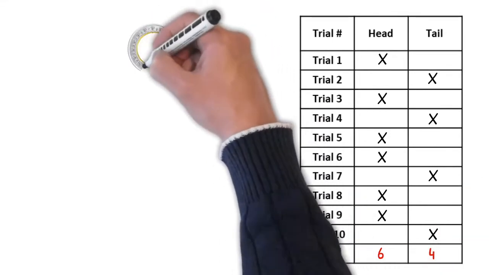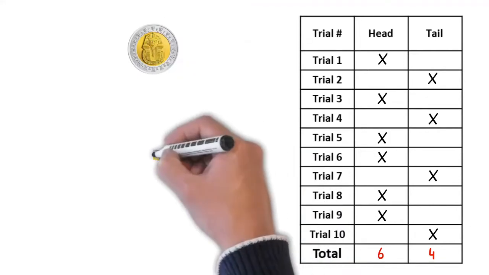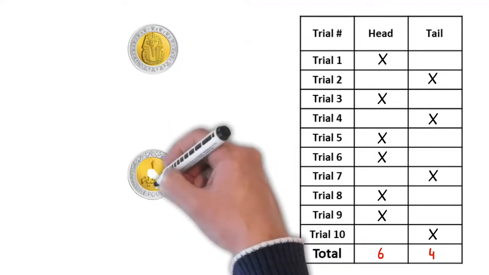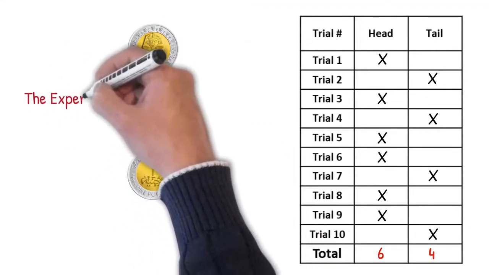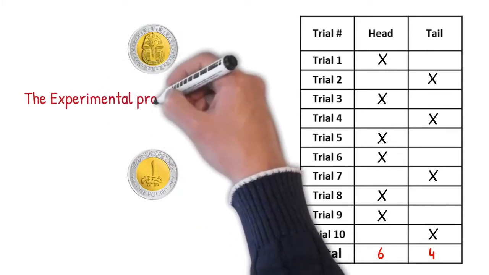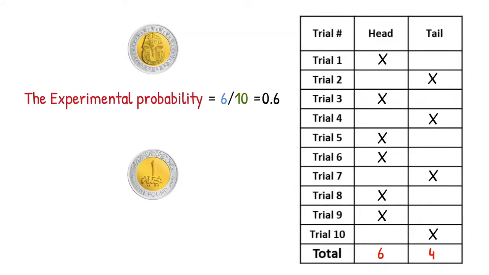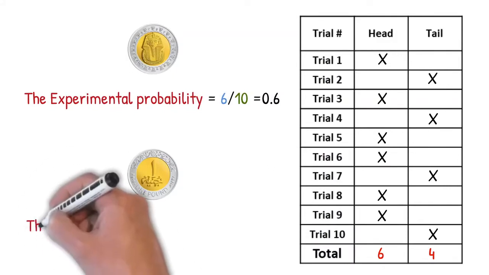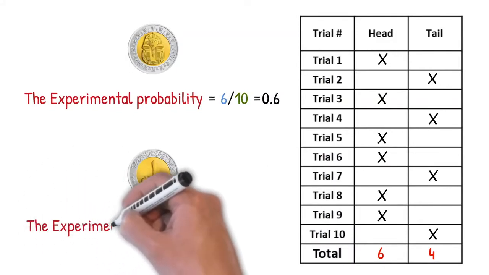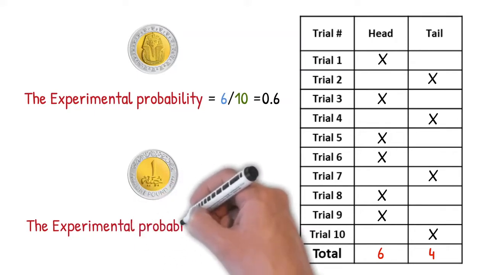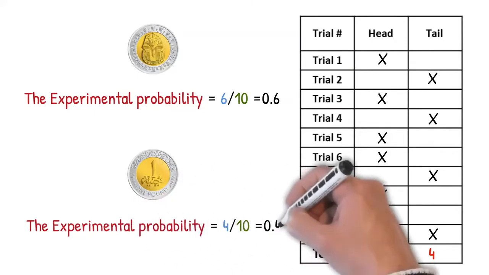Now the number of trials in which the outcome was head equals 6. And the number of trials in which the outcome was tail equals 4. Now let's go back to our rule to get the experimental probability of tossing one coin 10 times. The experimental probability of getting a head equals 6 over 10 equals 0.6. The experimental probability of getting a tail equals 4 over 10 equals 0.4.